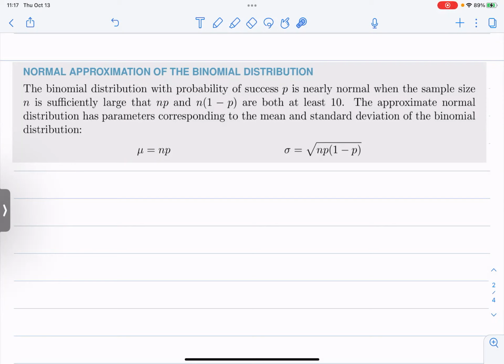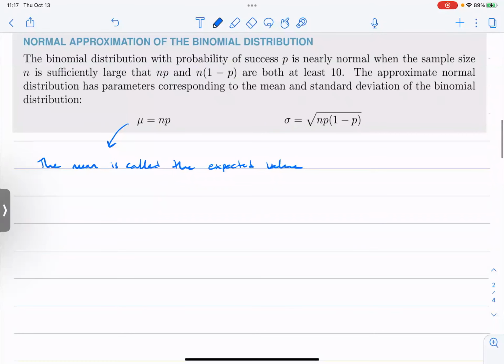But then we can find the mean of a binomial. The mean is often called the expected value. So it's the expected number of successes. Okay. So here, the mean is called the expected value. So in this case, the expected number of successes.